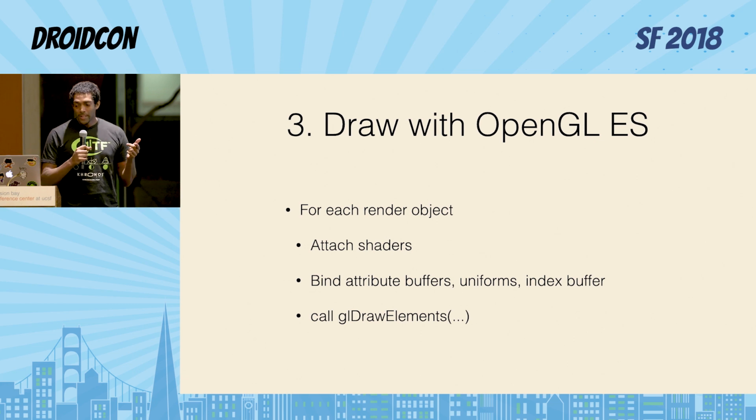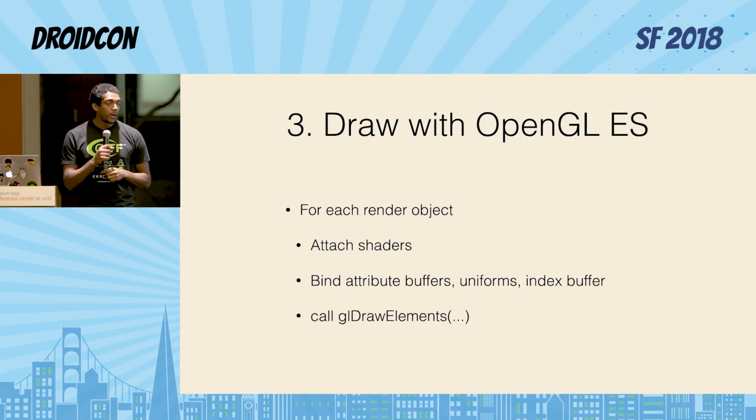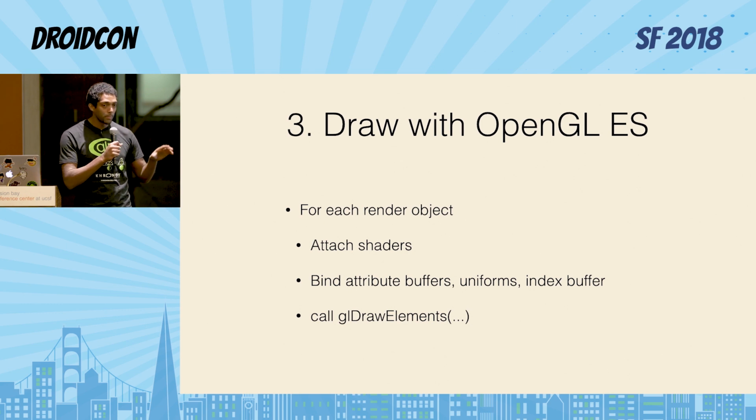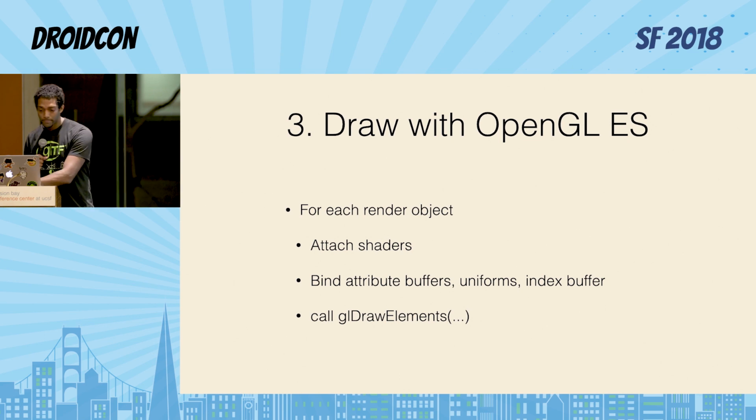So once you've attached your shaders, then you're going to bind the actual buffers. So we talked about the index buffer and the vertex buffer. And uniforms are just any state that you need to provide to the GPU to render in the shaders. And then finally, the call to GL draw elements is actually what executes and tells the GPU to go on and rasterize some triangles to create the mesh.